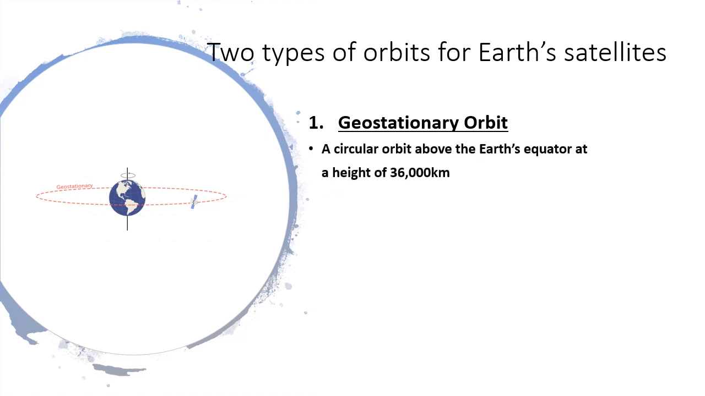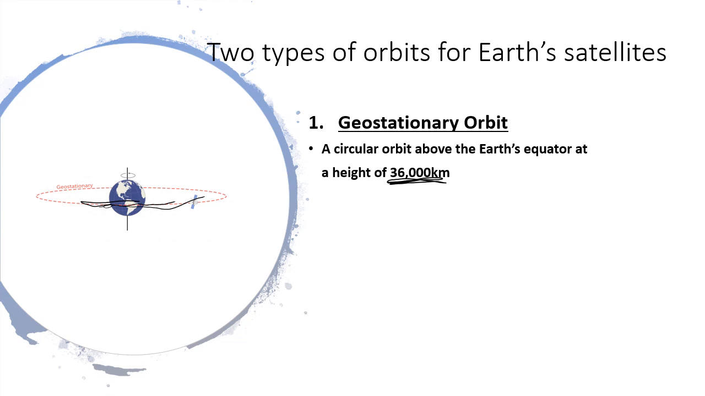Geostationary orbit means, as you can see in the picture here, it is an orbit that is going around the equator. Okay, can you see it is in that plane here? It's going like this. So it is a circular orbit. It is above the Earth's equator and it is roughly at this particular height, 36,000 kilometers.